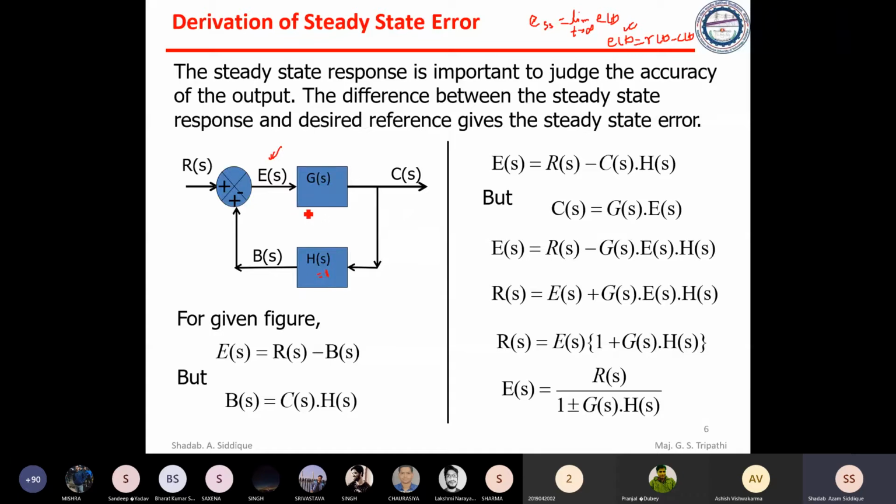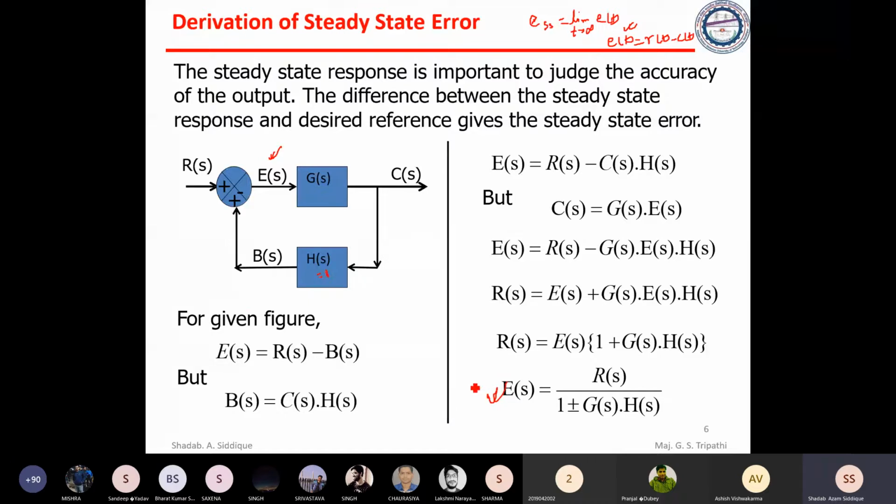Another way, if H(s) is given, then this implementation will be wrong. We cannot find it using this. If H(s) is not unity, then we can go through this type of derivation, and this is valid for all the cases. If H(s) is 1 or any value, this implementation is valid for all.